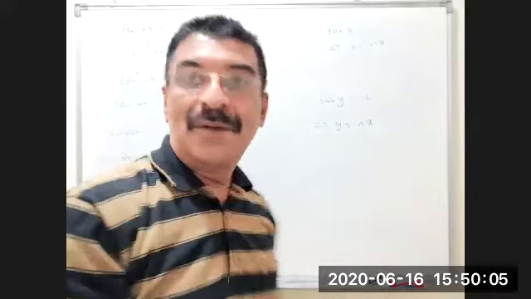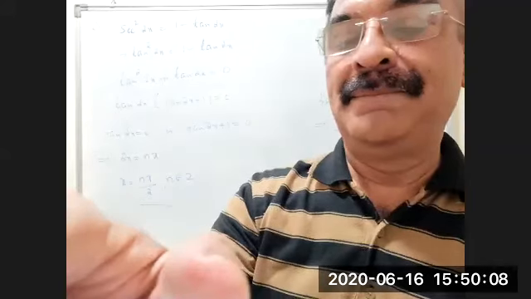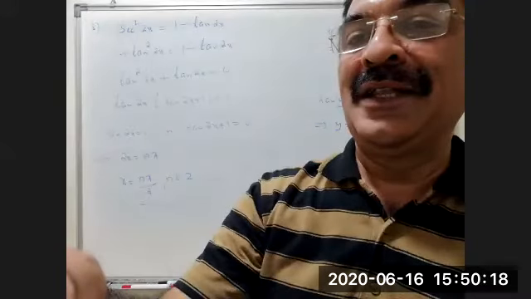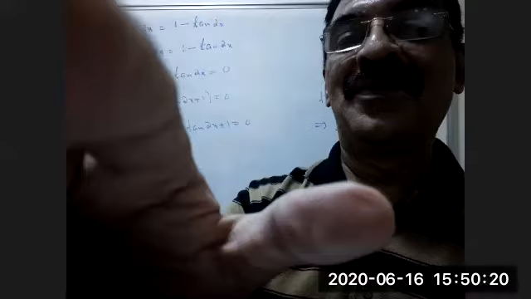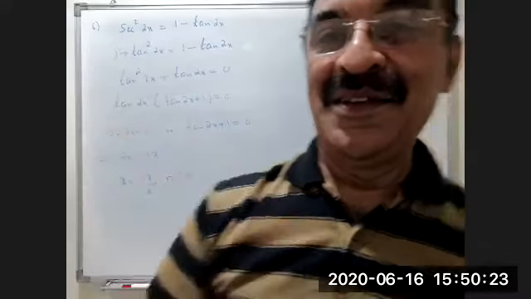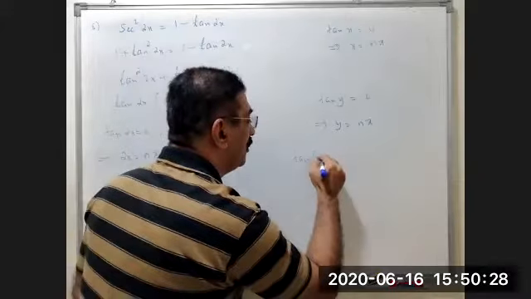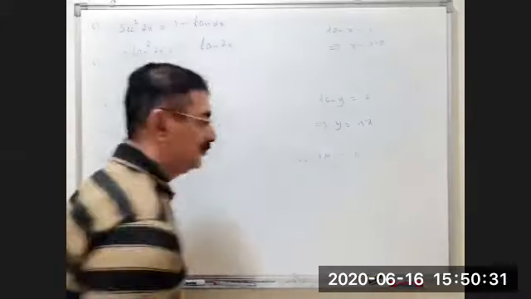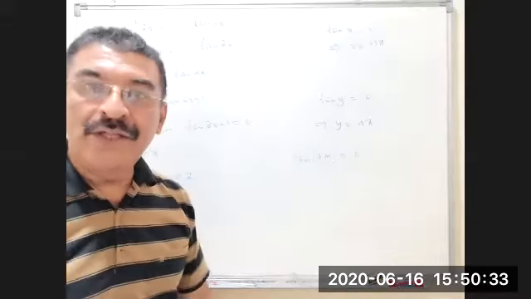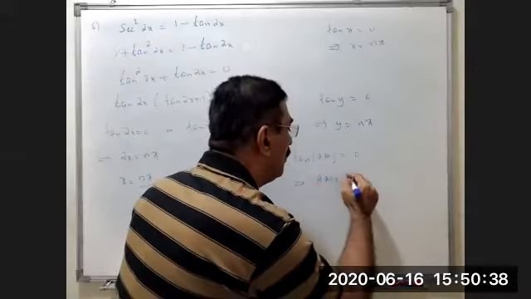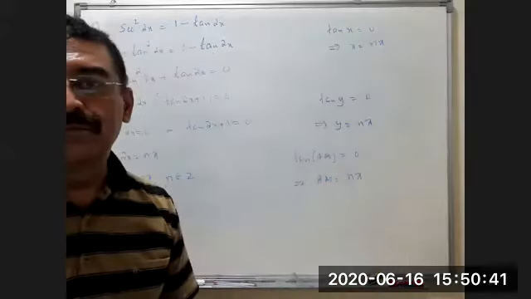Now, who asked that? Then I will give you another. Abdul Majid. Okay. Tan of Abdul Majid is 0. If tan of Abdul Majid is 0, this implies this Abdul Majid will be n pi. Did you get it?